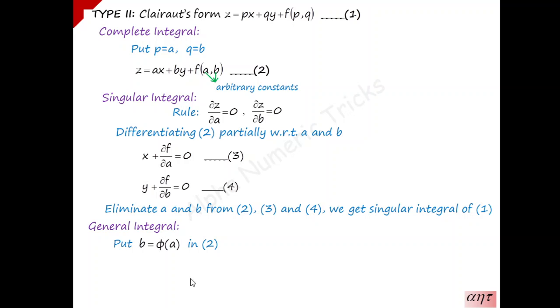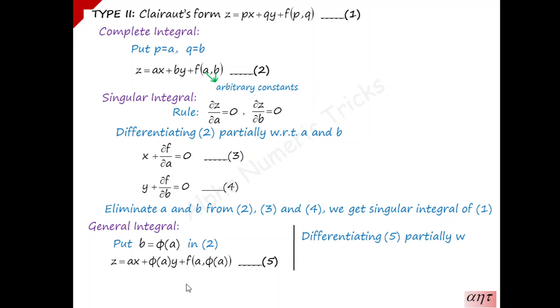So substituting this in 2, we get z = ax + φ(a)y + f(a, φ(a)). Number that equation as 5. Now the complete integral is reduced to a single arbitrary constant. You have to differentiate this with respect to that single arbitrary constant a. So partially differentiating this with respect to a, we get ∂z/∂a, which is equal to 0, is equal to the differentiation of ax with respect to a, which becomes x, plus φ(a) into y, with respect to a, where y is constant and remains as it is. The differentiation of φ(a) with respect to a is φ'(a), plus the differentiation of f with respect to a, which is ∂f/∂a.